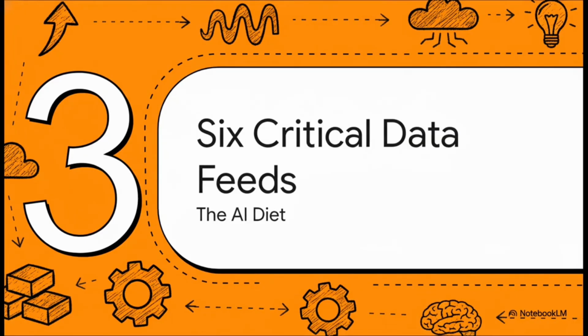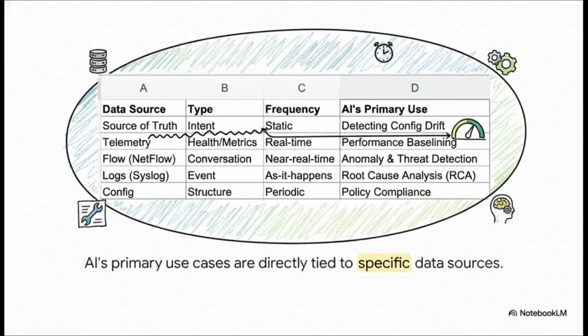So, with that smart car analogy fresh in our minds, let's see how these ideas map to the 6 specific data categories that make up the complete diet for a healthy network AI. And trust me, every single one of these is indispensable. This table just lays it all out so perfectly. You can see a direct line from the kind of data you feed the system to the specific job the AI can actually do. You want to detect config drift? You need source of truth data. You want a baseline performance? You need telemetry. You just can't ask the AI to do its job without giving it the right food.